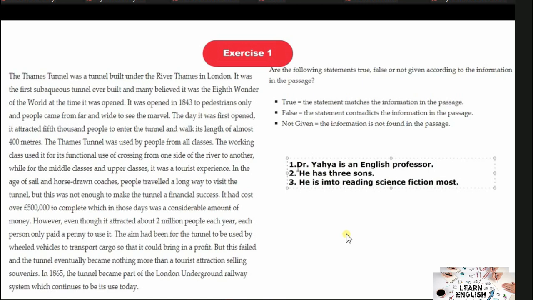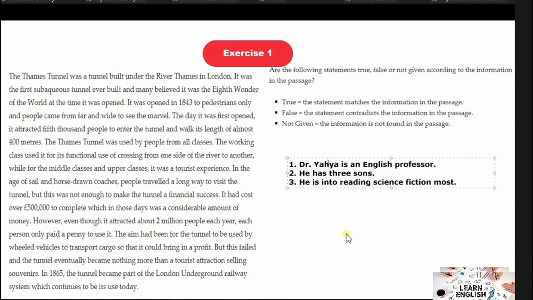And the passage says what? Dr. Yahya is a professor. He works at KFUPM. He's teaching English. He is married with 3 children, 2 sons and a daughter. And he likes pasta, and he likes reading a lot. Again, Dr. Yahya is a professor. He teaches English at KFUPM. He is married with 3 children, 2 sons and a daughter. He likes pasta. He likes reading a lot.